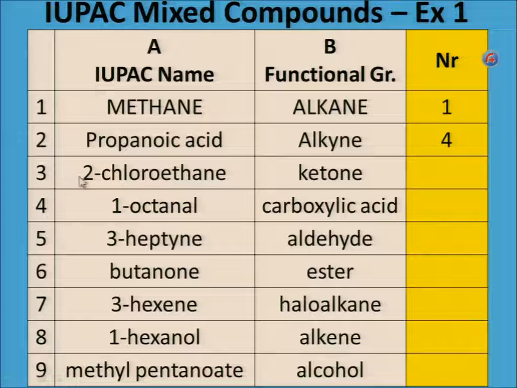The next one, 2-chloroethane. Now you should know that if you have a halogen there, this must be a haloalkane, which is number 7. 1-octanol. If you see the ol at the end of the name, you should know that this is an aldehyde.